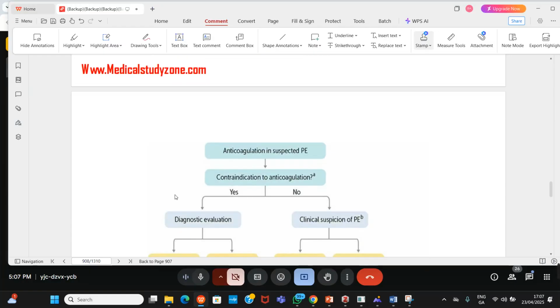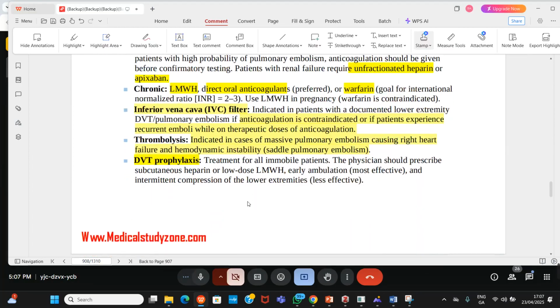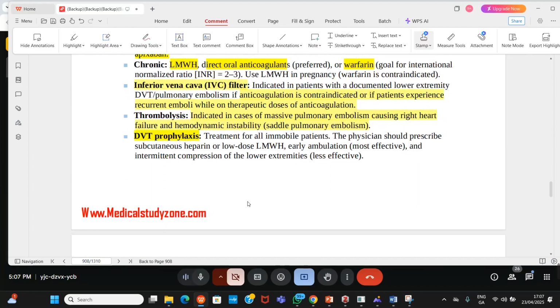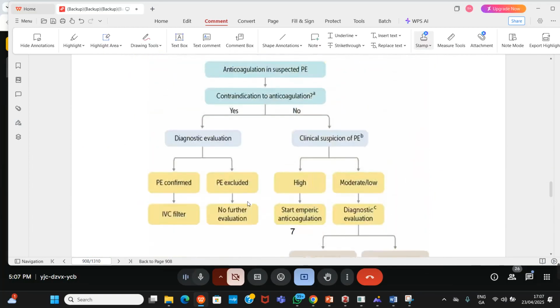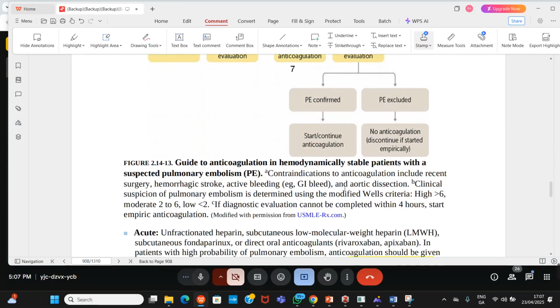We can do a lower extremity venous ultrasound, which is going to pick up the DVT, which can be the cause. So if you are not getting a value of more than 6, you might want to start with maybe your D-dimer or the CT scan, depending. But if you get a value of more than 6, you start with the anticoagulation before you start investigating.